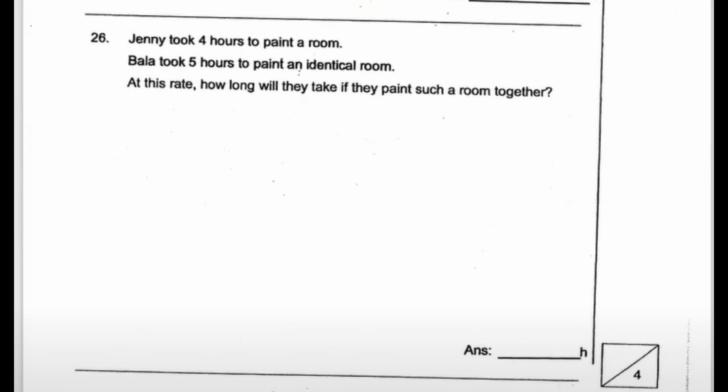Jenny took 4 hours to paint a room. Bala took 5 hours to paint the same room. So at this rate, how long would it take if they paint such a room together? This question is about rate, right? So if we're doing a question on rate, let's find the rate of work done by Jenny and Bala.